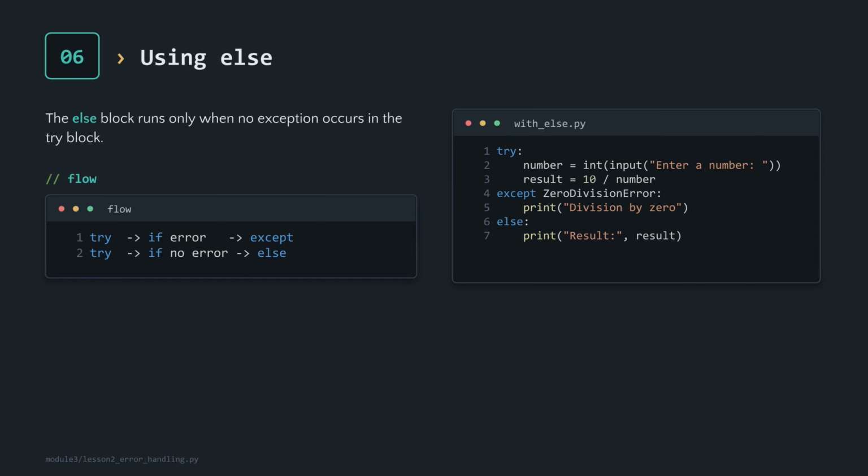The else block is a useful addition. It runs only if no exceptions occur within the try block. This allows you to clearly separate the happy path, where everything goes as expected, from the error handling logic, making your code easier to read and maintain.